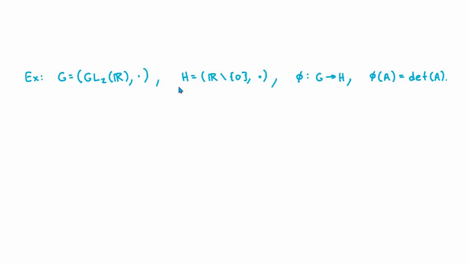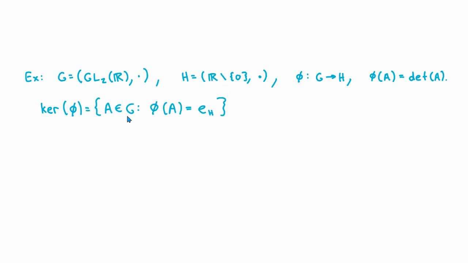example here at the outset, let's look back at one of the examples from our previous video. So there we said that the determinant map from the group of 2x2 real invertible matrices under multiplication to the group of non-zero real numbers under multiplication is a homomorphism. And now let's ask what the kernel of this homomorphism is.